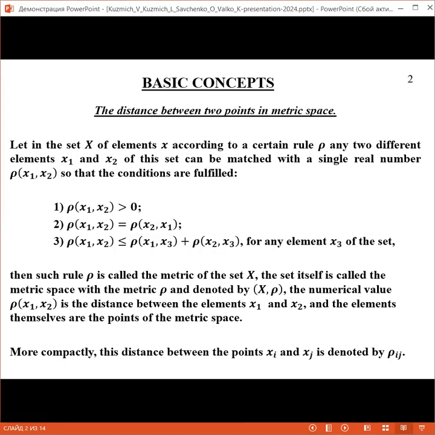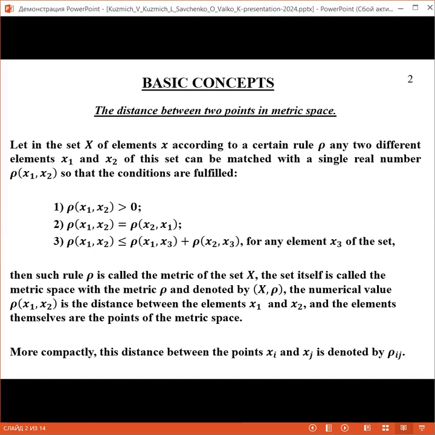First, we introduce some basic concepts related to metric spaces. Such concepts are metric space, points of space, distance between points of space. Let in the set X of elements x, according to a certain rule ρ, any two different elements x1 and x2 of this set be matched with a single real number ρ(x1, x2), so that the conditions 1, 2, 3 are fulfilled. Then such rule ρ is called the metric of the set X.